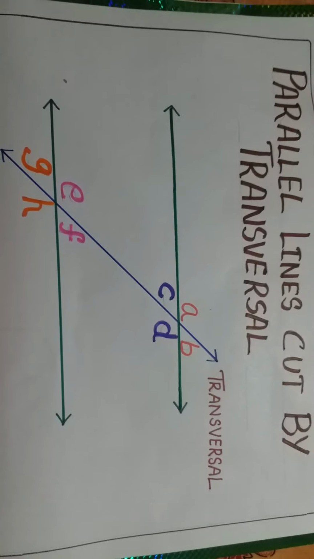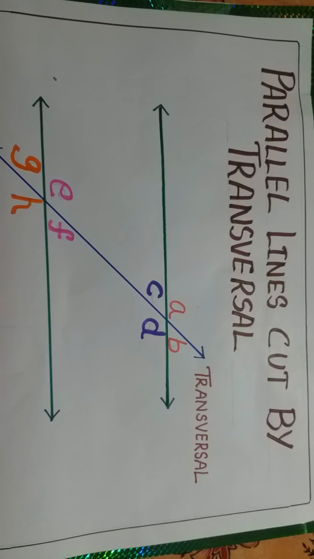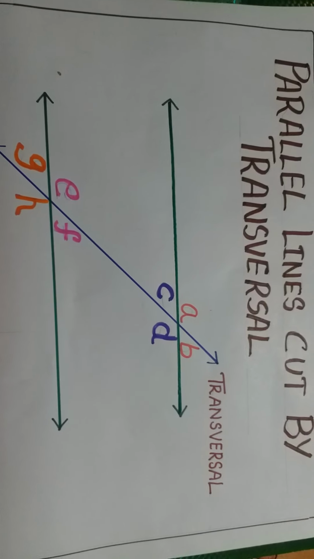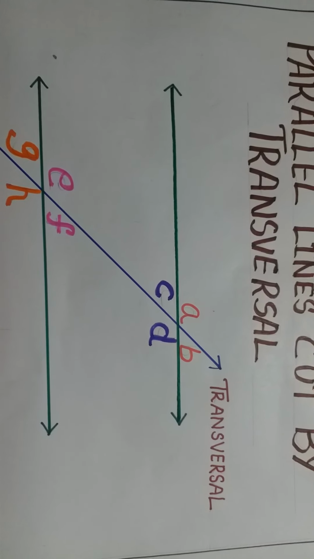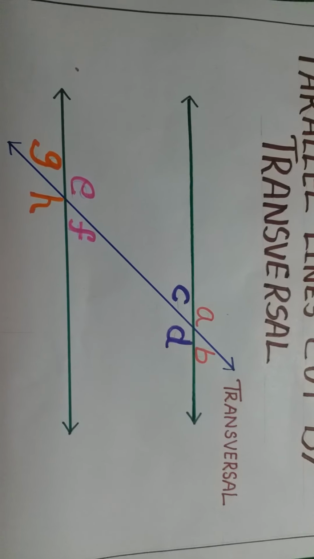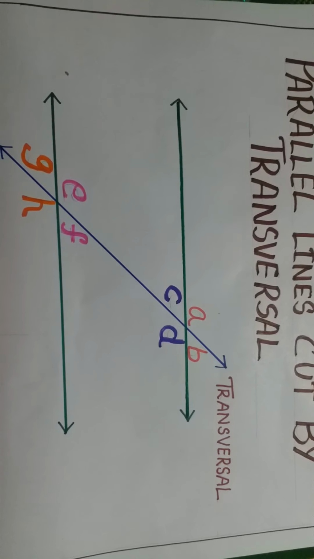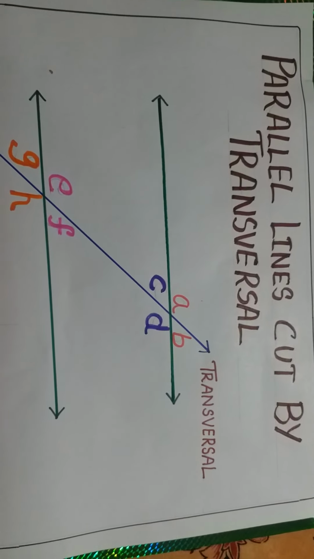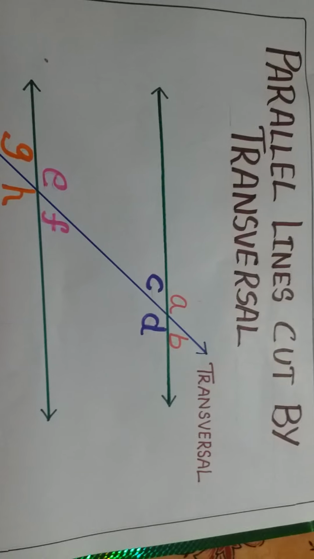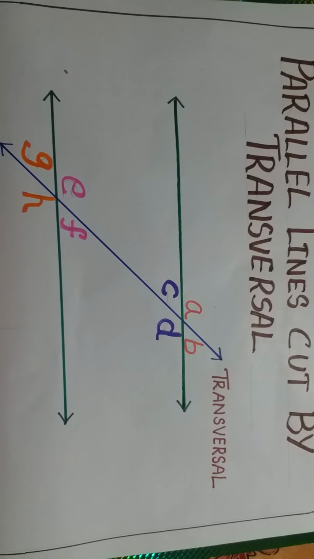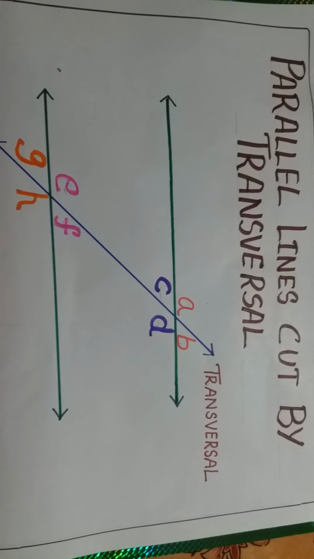What is special about the transversal line is that when you cut two parallel lines by one transversal line, specific angles are formed. See, in this diagram, when the two green lines are cut by the blue line, specific angles are formed: angle A, angle B, angle C, angle D, angle E, angle F, angle G and angle H. Totally how many angles are formed? Eight angles are formed. So we'll see the different types of angles formed when parallel lines are cut by the transversal line.